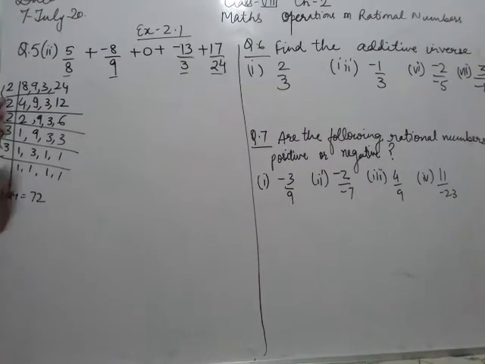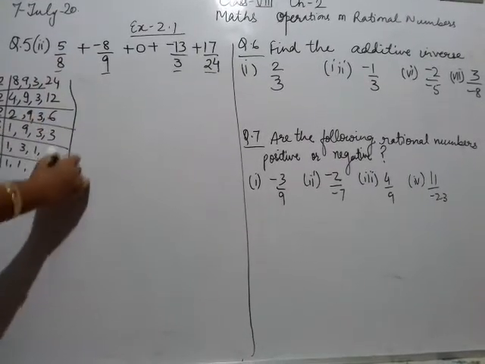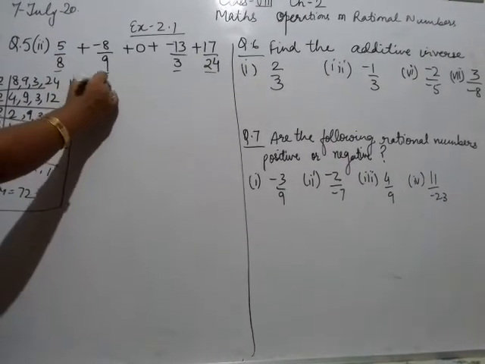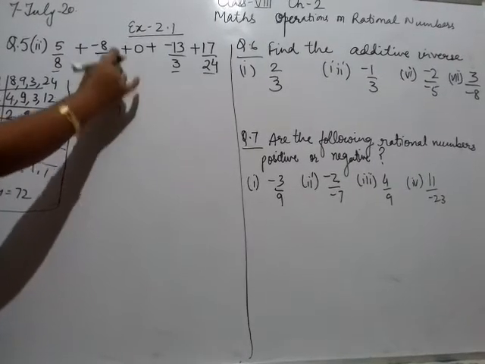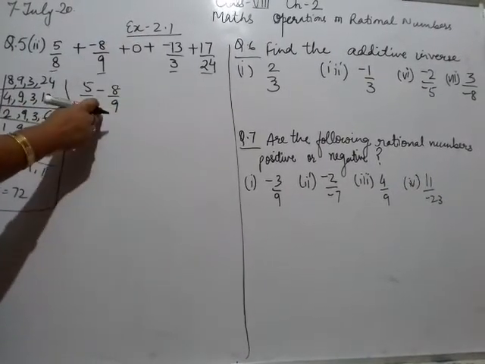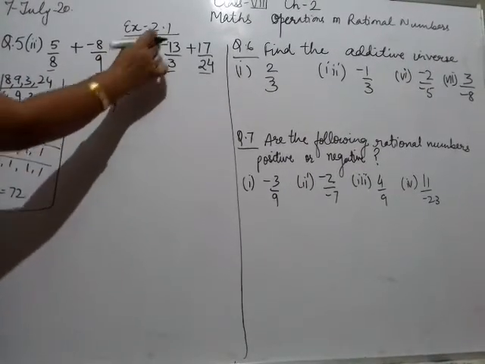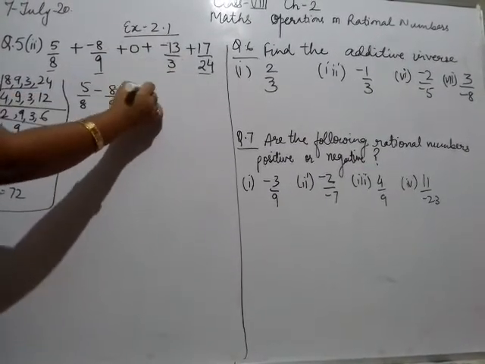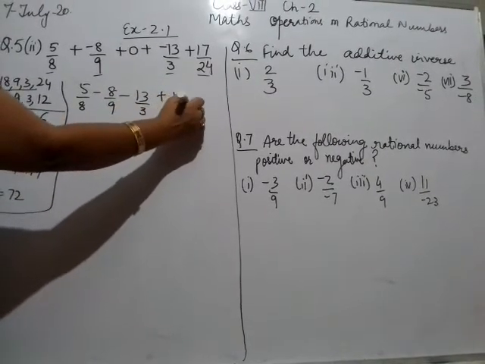Okay. So we'll simplify this first. 5 by 8 plus minus 8 by 9. Then plus 0 is not making any difference, so it will be left. Then plus minus 13 by 3, so minus 13 by 3. Then plus 17 by 24. Okay.